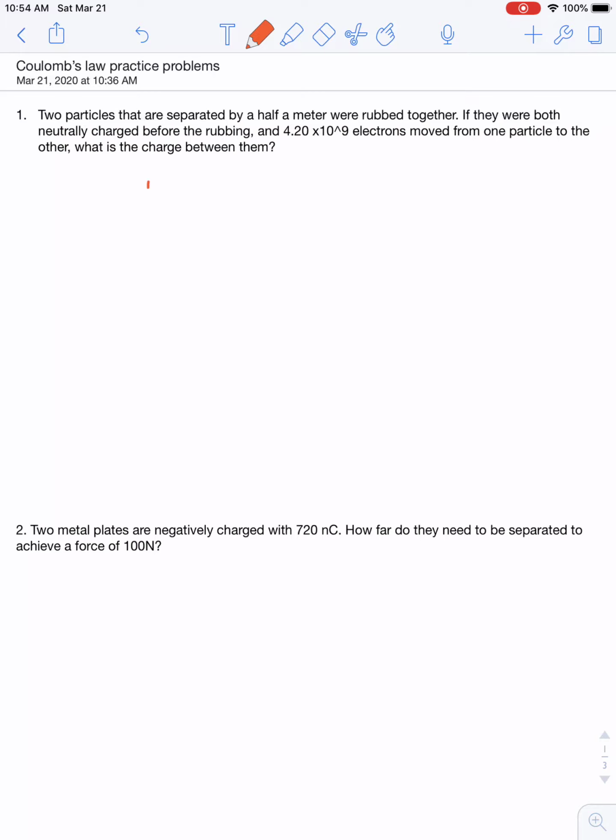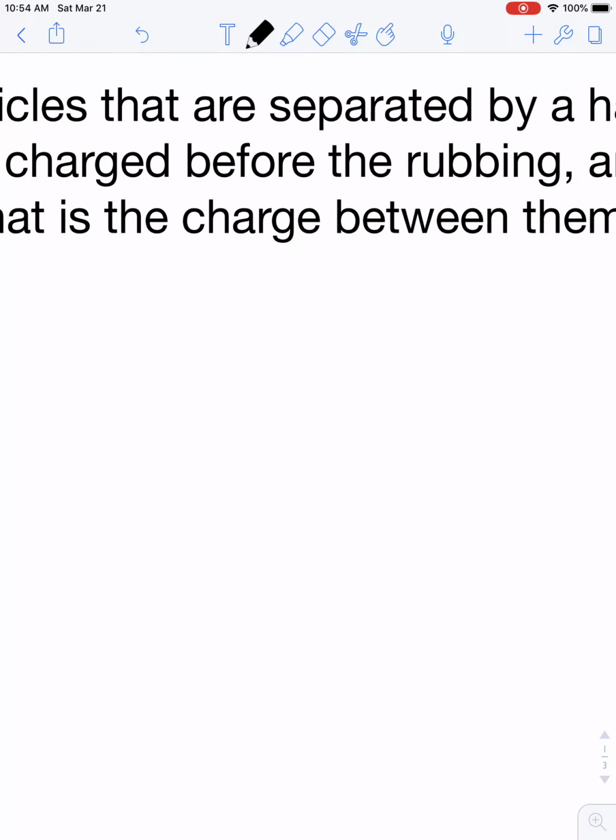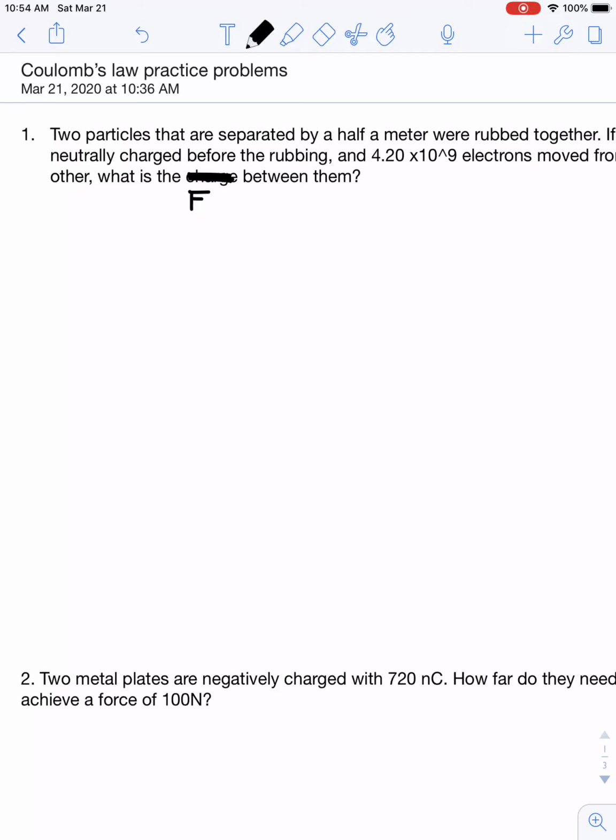No, that's a typo. What is the force between them?